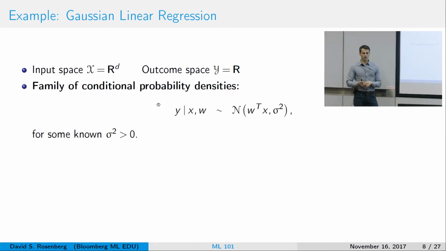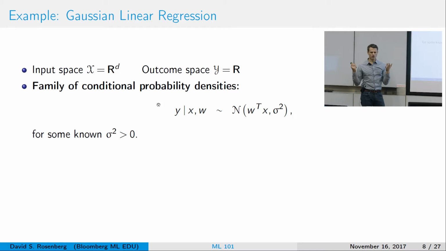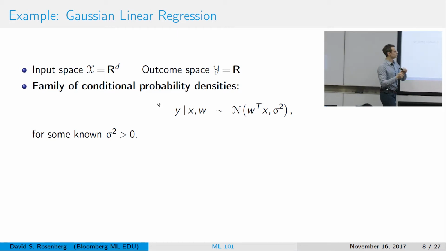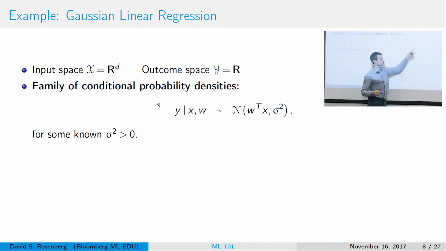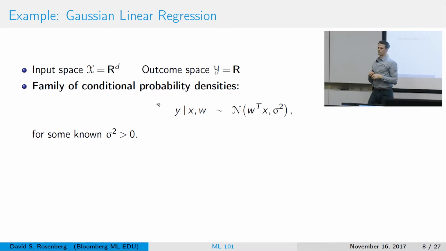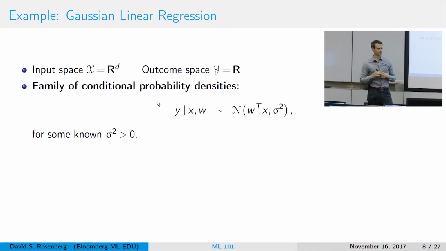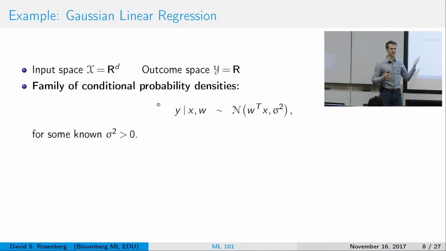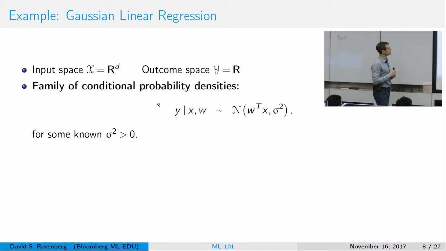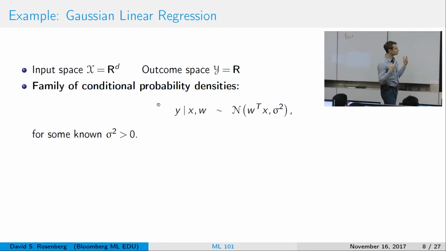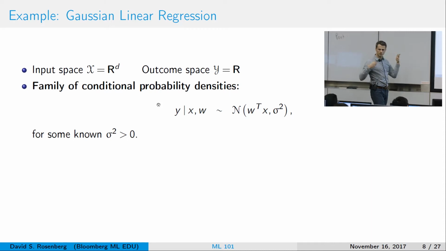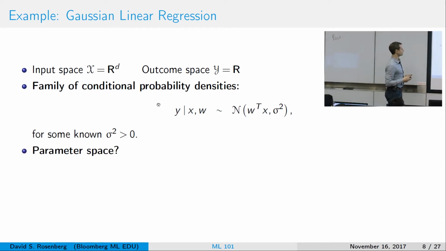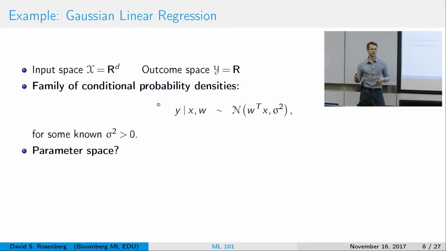So the true model is: for some w that I don't know, we get an input x, we do a linear transform, w transpose x, and then we add some Gaussian noise with variance sigma squared to it. And that gives us y. That's how y gets generated from x. And so we'd only need to know w to know how everything works. So what's our parameter space then?